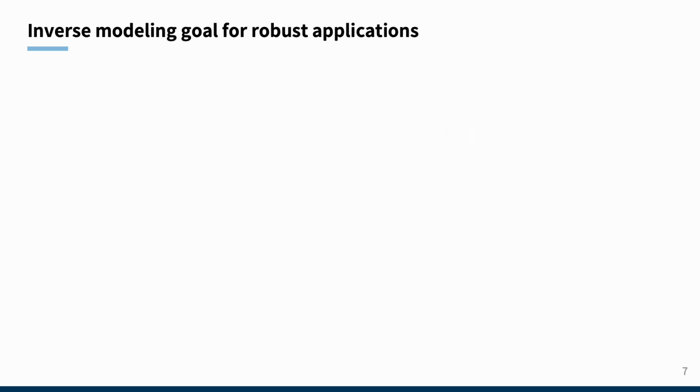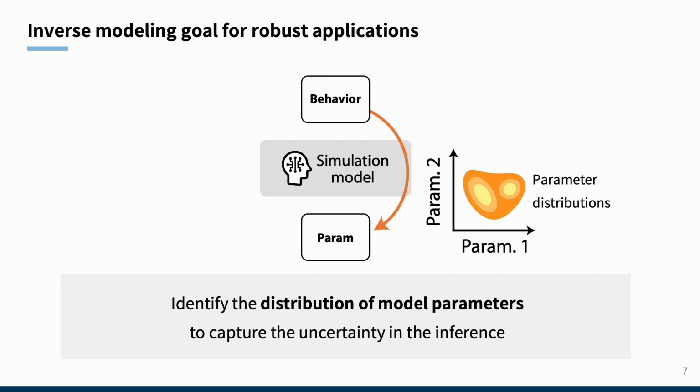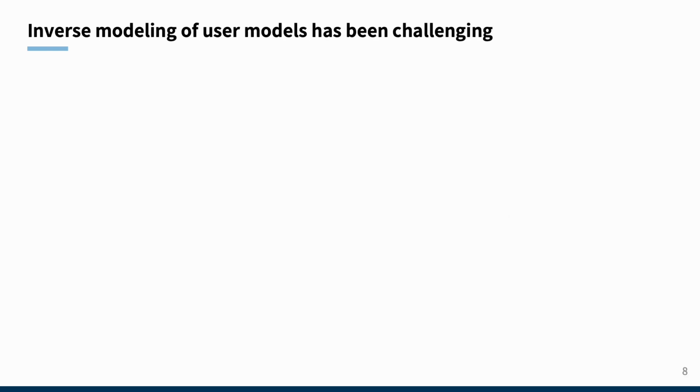To make these applications more robust, it's important to identify the uncertainty of the inference results. Therefore, the goal of inverse modeling has usually been to estimate the entire distribution of the model parameters. However, the inverse modeling problem has been challenging due to its computational intensity from simulations. Conventional methods estimate parameter distributions by comparing discrepancies between observation from actual user and simulated behavior.